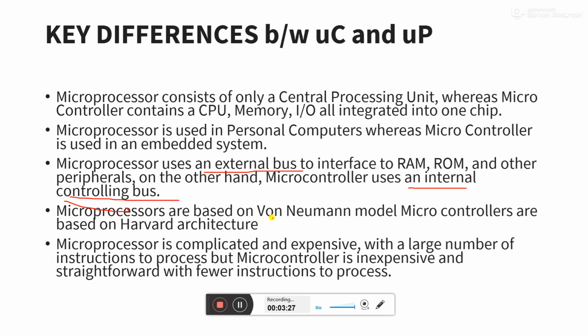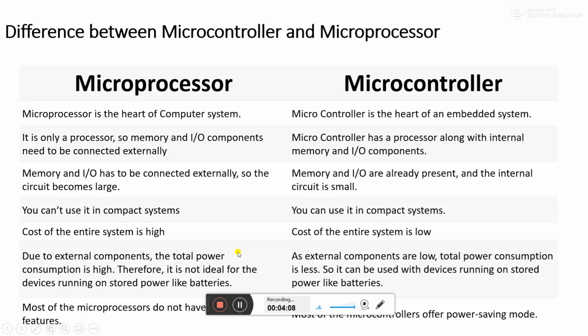Microprocessors are mostly based on the von Neumann model, and microcontrollers on the Harvard model. We cannot say it is a very strict standard. We may use the Harvard model for microprocessors also, and the von Neumann model for microcontrollers also, but usually this is what happens. A microprocessor is complicated and expensive, with a large number of instructions to process, but a microcontroller is inexpensive and straightforward, with fewer instructions to process. These were the differences between the microcontroller and microprocessor.